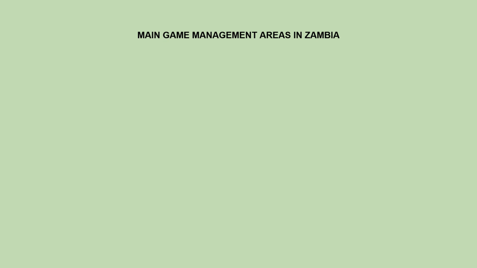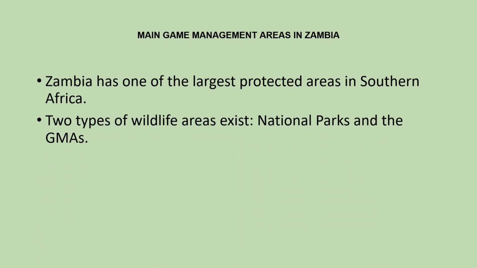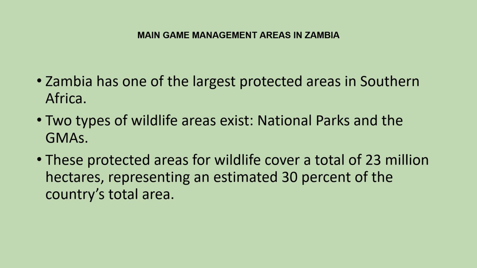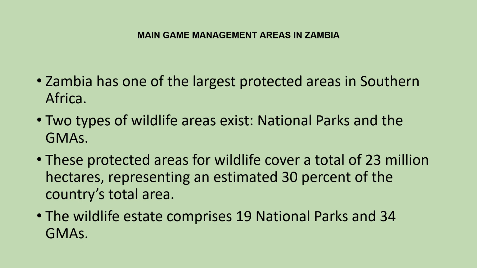Main game management areas in Zambia. Zambia has one of the largest protected areas in southern Africa. Two types of wildlife areas exist, national parks and the GMAs. These protected areas for wildlife cover a total of 23 million hectares, representing an estimated 30% of the country's total area. The wildlife estate comprises 19 national parks and 34 GMAs.